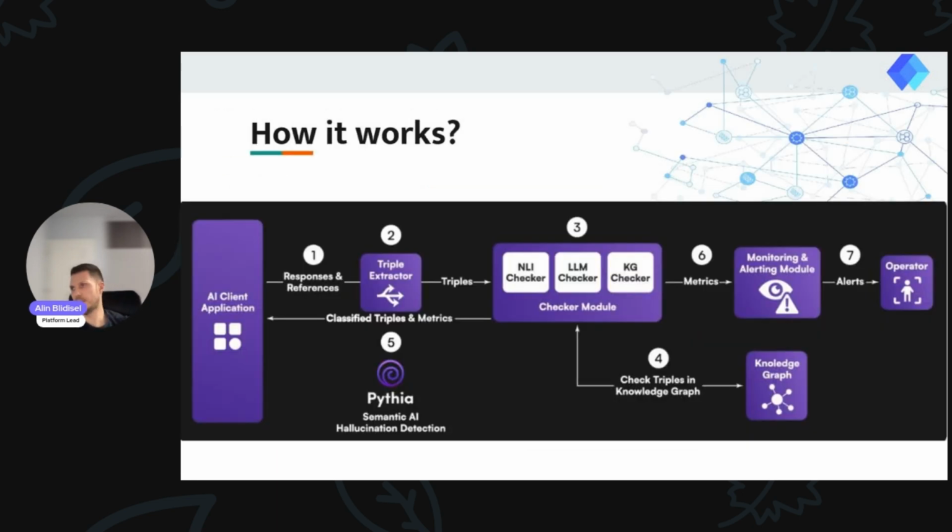So that is the most important part of Pythia benefits. Here is the architecture, how all these parts of Pythia are integrated and how it works. It's an AI client application that can have an LLM that's calling something in the backend. Then Pythia will extract the triples. Then we have a checker module, and the checker module will go to the knowledge graph to identify the triples from the graph, and then Pythia will categorize all the triples that were detected, and these metrics will be provided to the monitoring and alerting system, and then the operator can see and validate the output response based on the accuracy that was provided by Pythia.